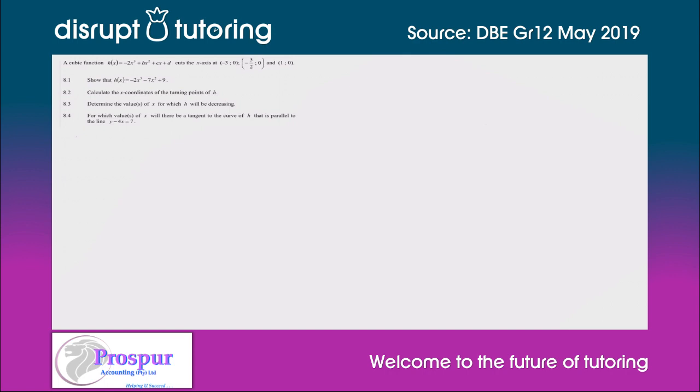So in 8.2, they've asked us to calculate the x-coordinates of the turning point, right? So we've got this h of x, and they've asked us to calculate the turning point. Now we know the turning point is our stationary points. It's where the derivative of the curve equals 0. So with that in mind, let's find the derivative. Okay, so it's the derivative equals 0, and we know the derivative here is going to be minus 6x squared minus 14x, and then the 9 falls away because it's your constant.